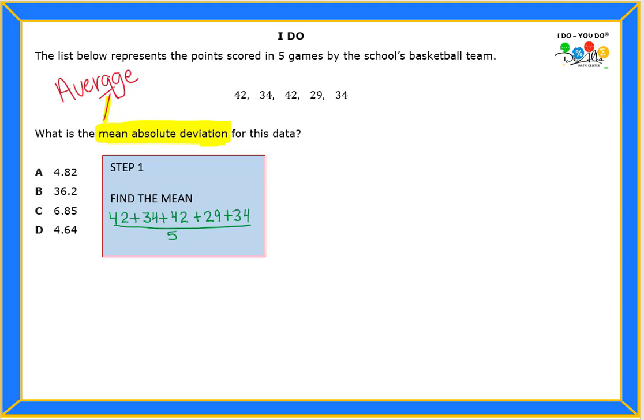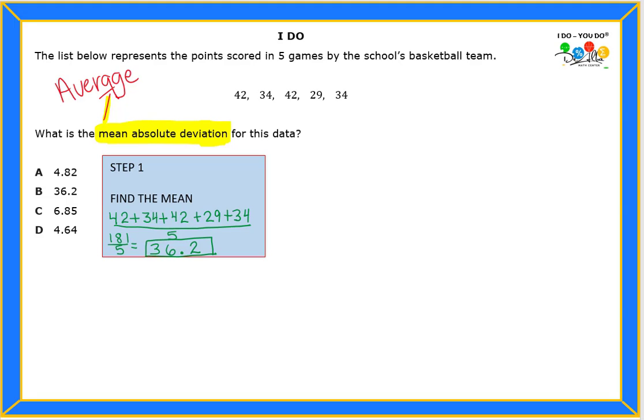Okay, so if you add up all the numbers, you will get 181, and then you need to divide it by 5. Is that right? 181 is the sum, and you still need to divide by 5. And when you do that, you will get 36.2. And this is your average. Now, that's not it. That's only the average of your data, right?